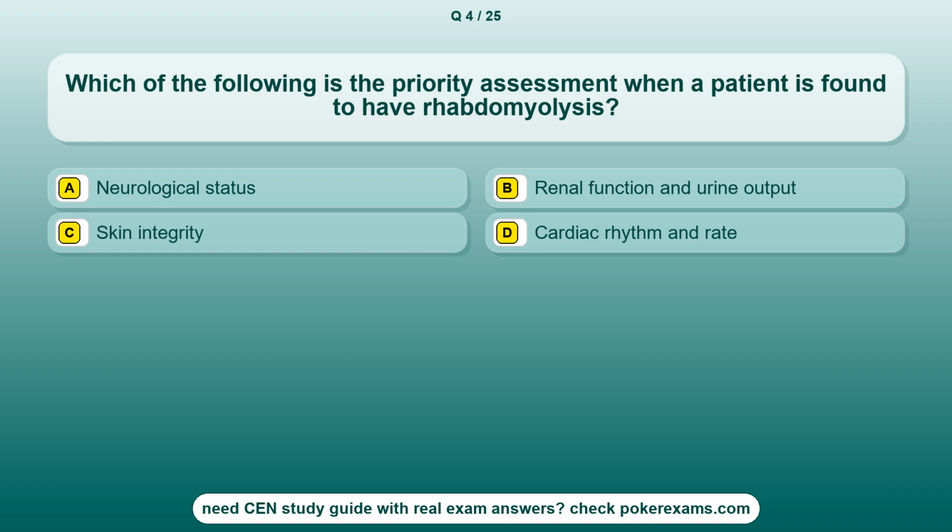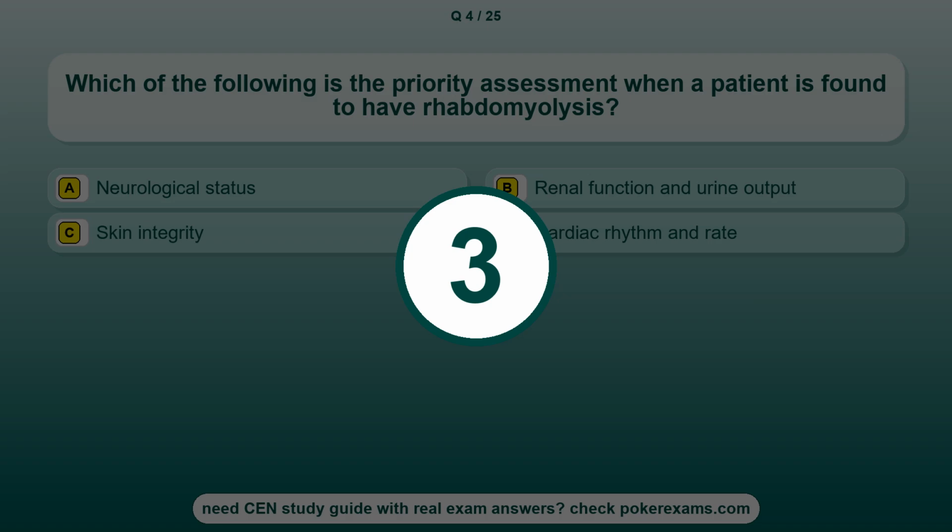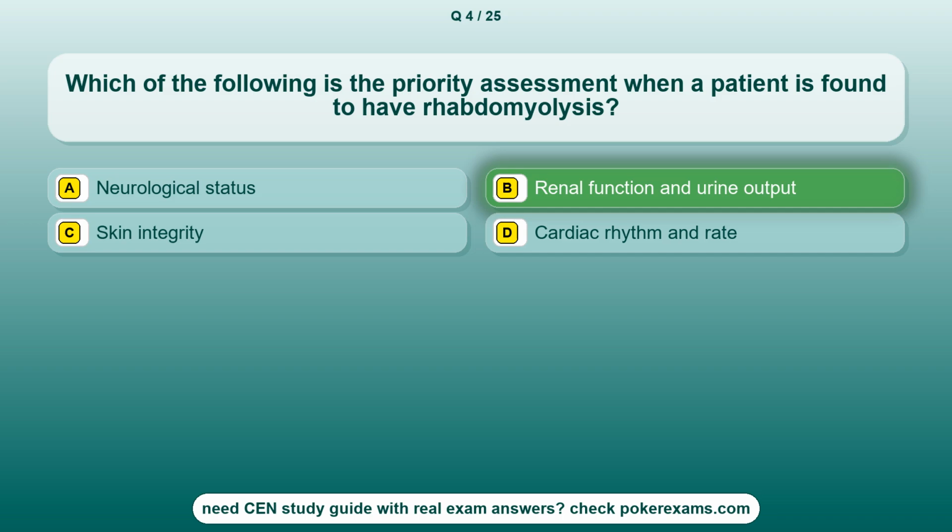Question 4. Which of the following is the priority assessment when a patient is found to have rhabdomyolysis? Option A, neurological status. Option B, renal function and urine output. Option C, skin integrity. Option D, cardiac rhythm and rate. The correct answer is option B, renal function and urine output.